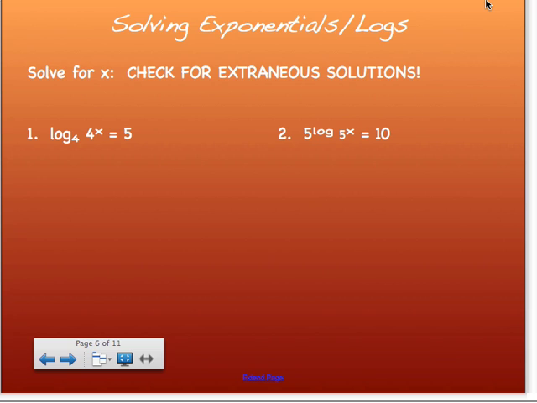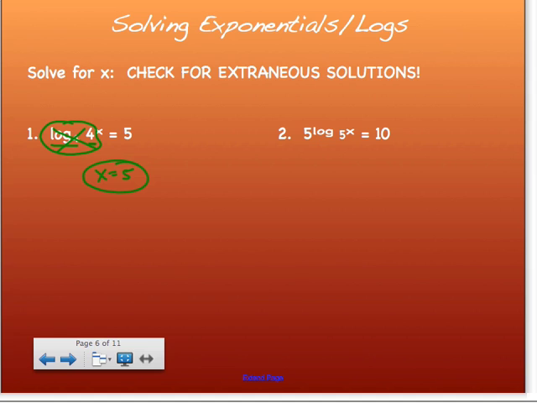When I look at number 1, I immediately see that I have a log base 4 right next to an exponential for the x. I'm doing log base 4 of the exponential 4 to the x. I immediately say, hey, I know something there. That's going to cancel out, so I get x equals 5.